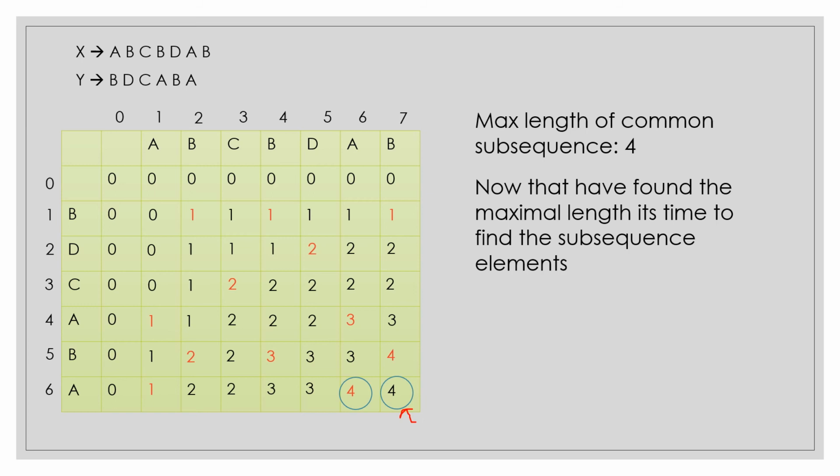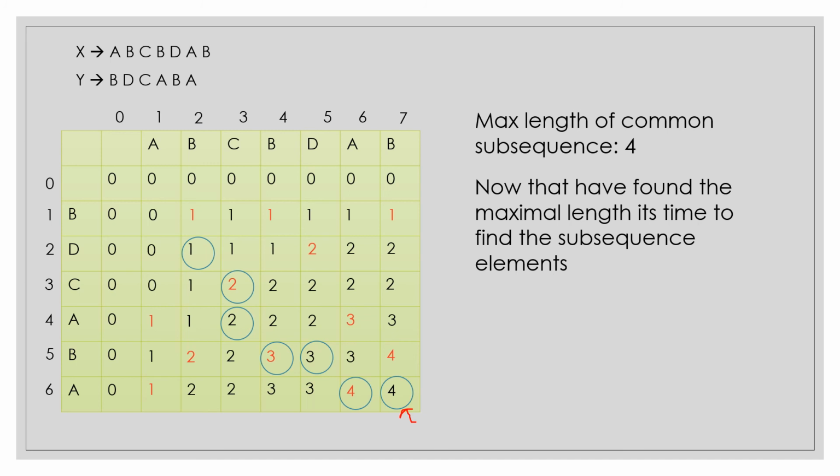Now we observe that this 4 would have come only by adding 1 to the diagonal element, which is 3. So we move in the diagonal position. Now we closely observe that this 3 is the maximum of 3 and 2, so we move to the left. And now this 3 is obtained by adding 1 to its diagonal element, which is 2. And this 2 is obtained by taking the maximum of 1 and 2, so we move in the upward direction. And now this 2 is obtained by adding 1 to its diagonal element, so we move in the diagonal direction like this.